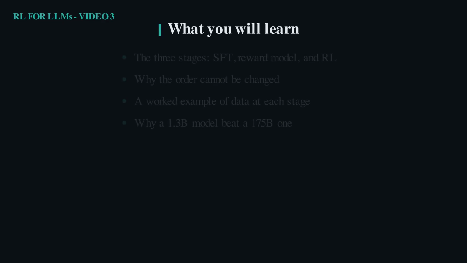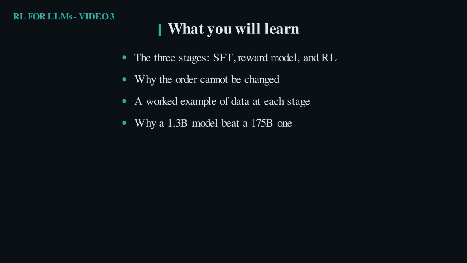Here's the plan for the next few minutes. The 3 stages and what each contributes, a derivation of why their order is forced, a worked example of the data at every stage, and the famous result where a tiny aligned model beat a giant raw one.